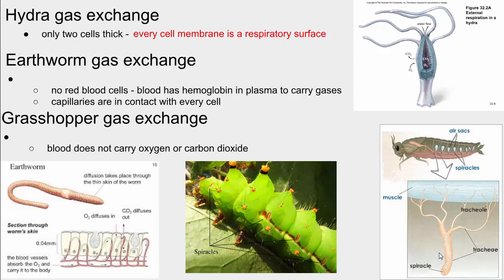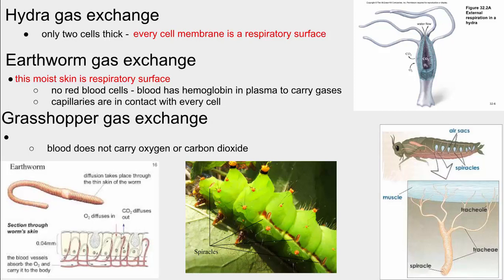Larger animals, animals that live on land, need other adaptations to obtain oxygen. One example is the earthworm that we're going to come back to throughout this unit. Earthworm has skin that's moist, which allows for the diffusion of gases in from the outside directly into the blood.